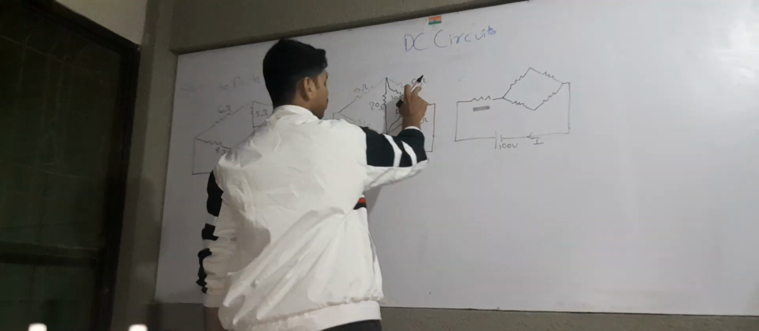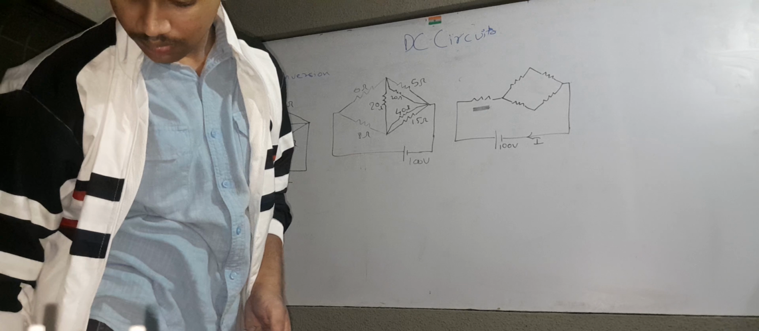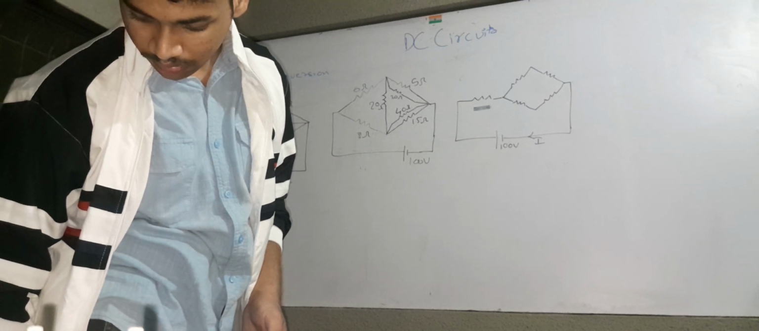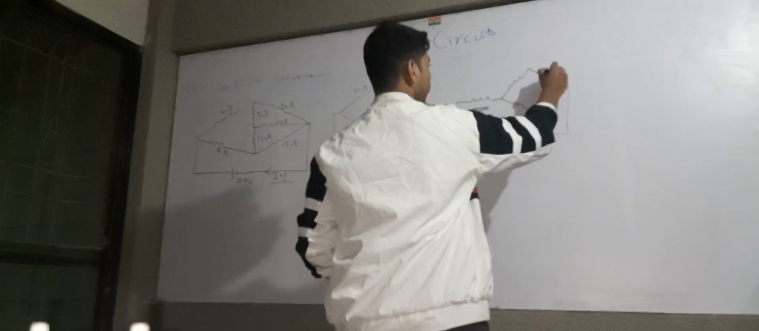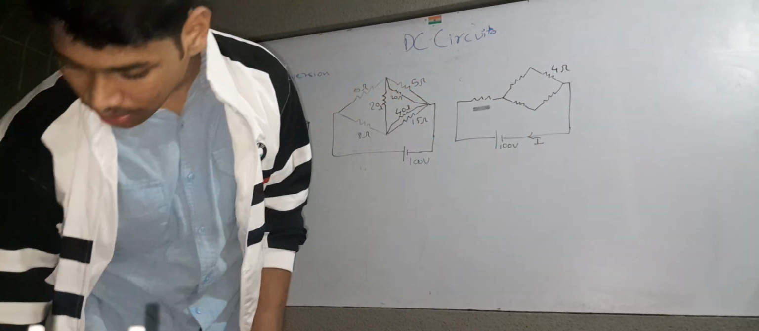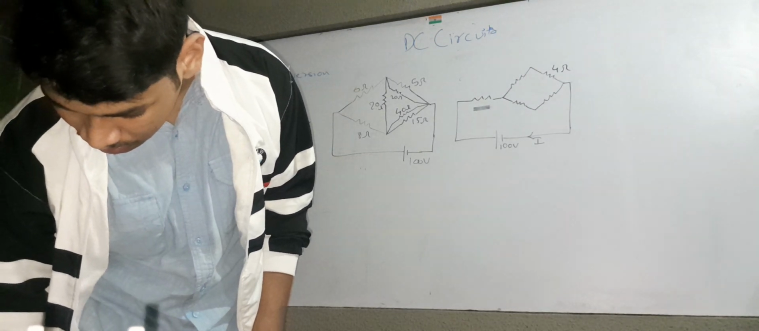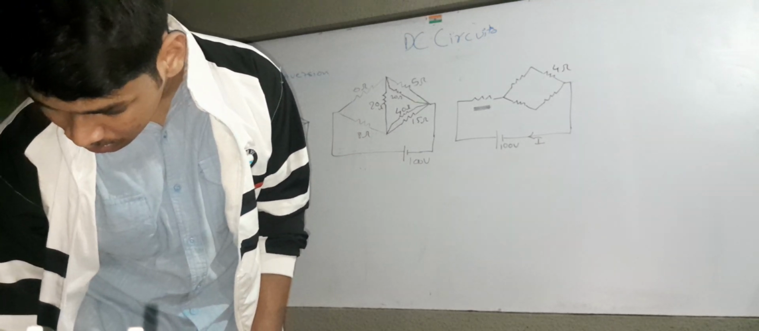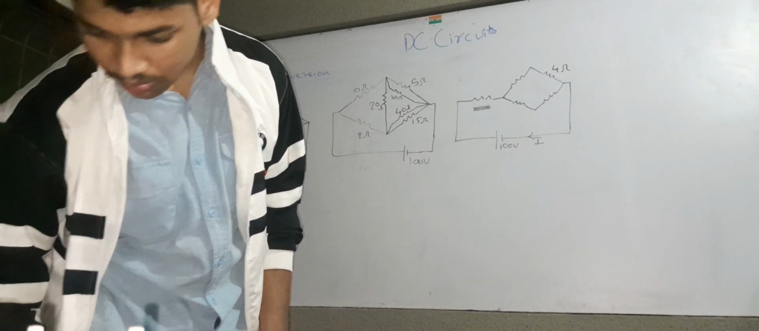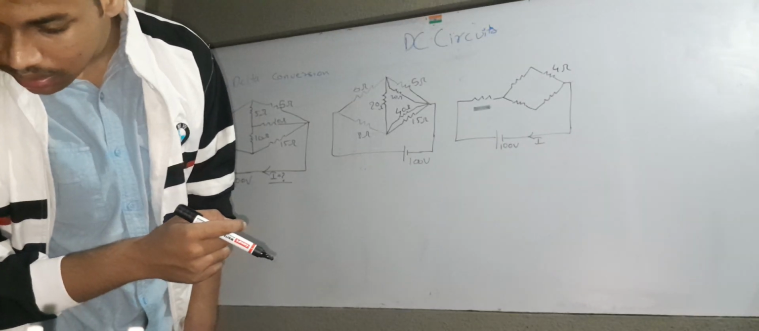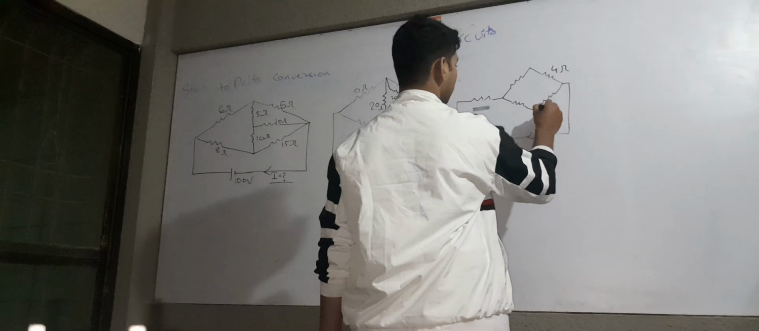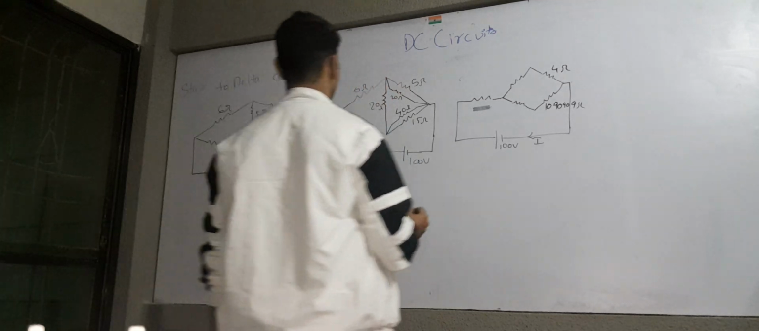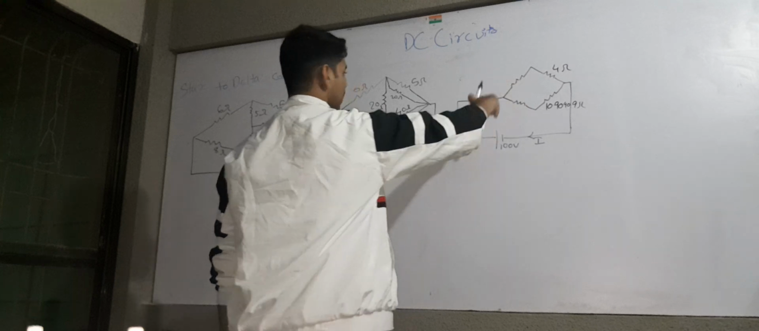So let's first calculate this. This would be 4 ohms. Now this one would be 10.90909 ohms.